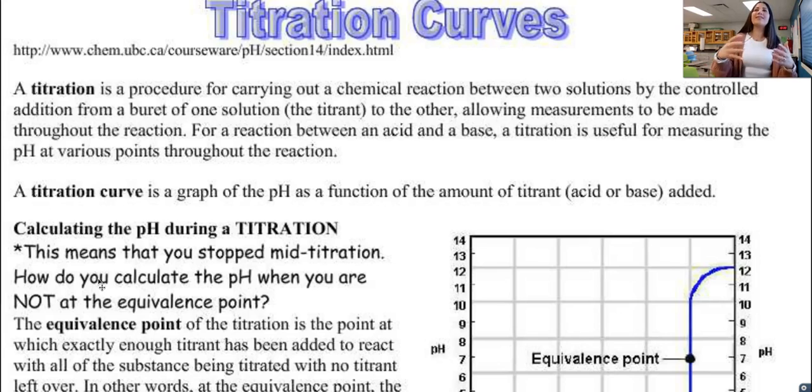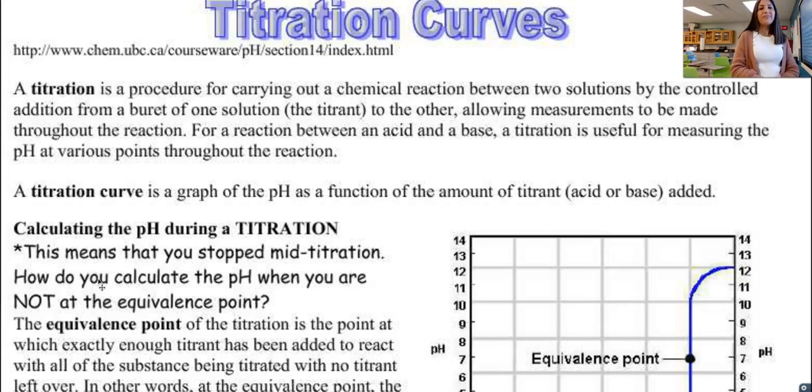So let's say you accidentally forgot to mark the concentration of something, and you have a container of HCl and you want to know its concentration, or it's been sitting in a cabinet for a while. What's the concentration of it? This would be a good way of figuring it out, using a titration.